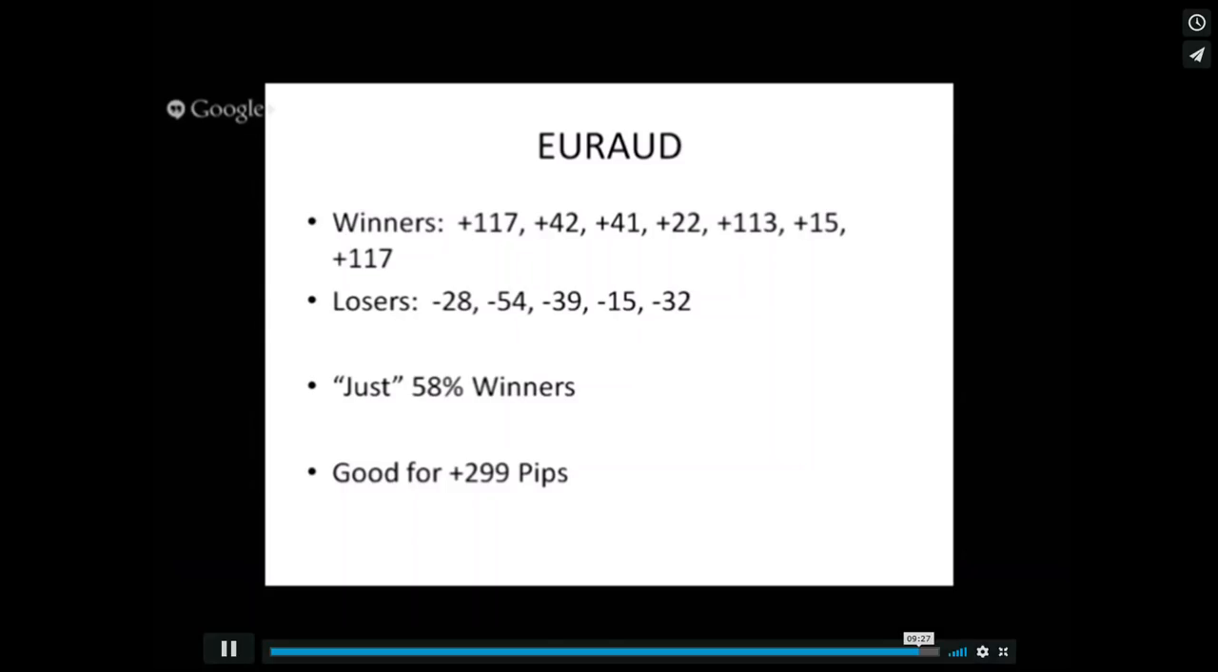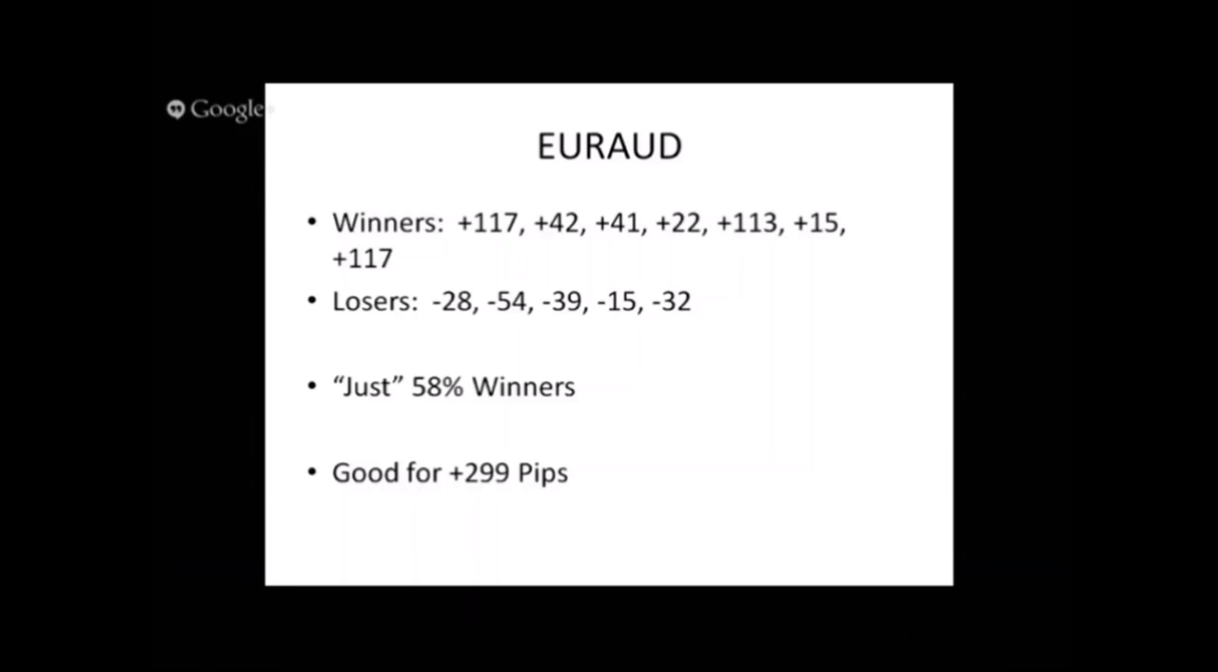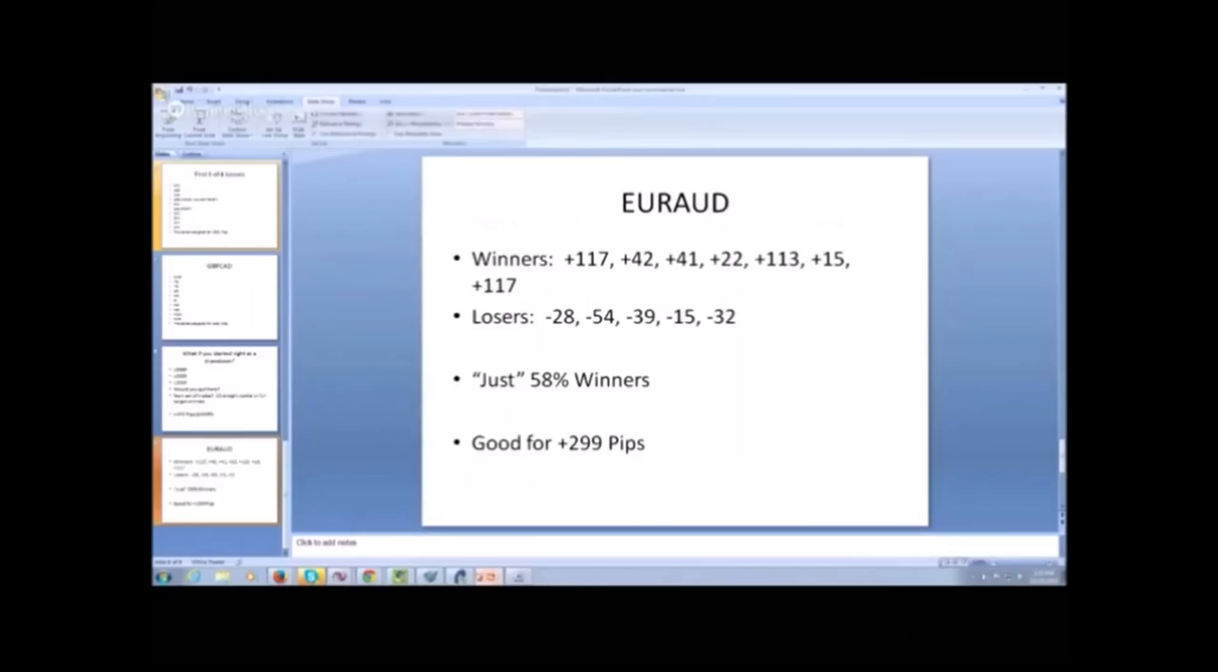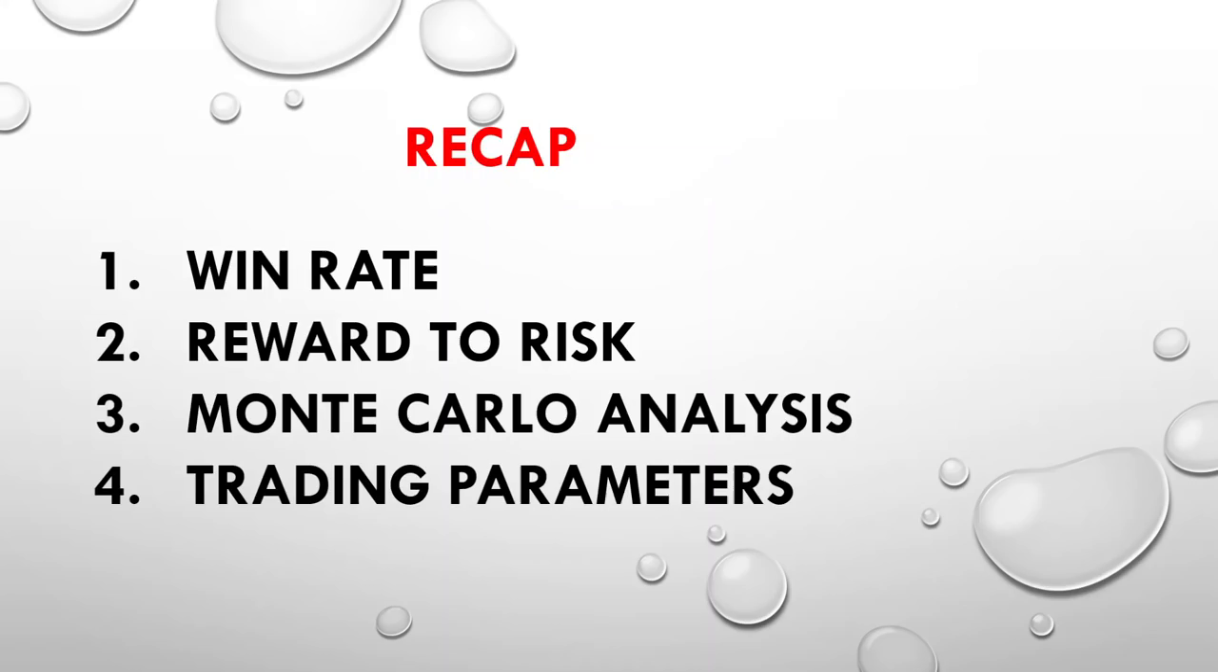So by having 58% winners and a damn good ratio when it comes to my average winner to average loser, I pull in almost 300 pips on a series of trades without having to be perfect, without having to be right all the time. In fact, being wrong almost half the time. All right? Okay, so hopefully that just gives you a bit of an insight into how some of these people tick.